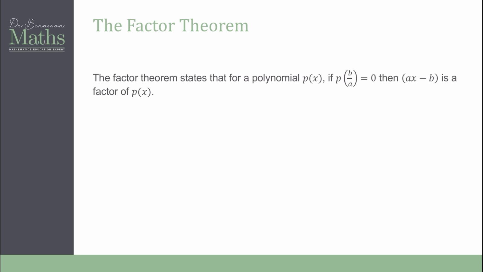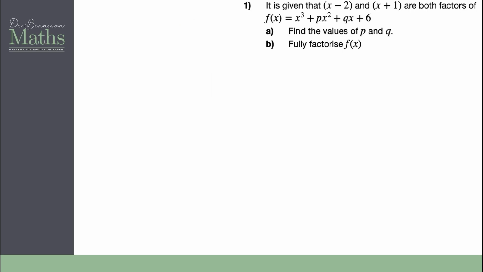Okay, so we're going to look at two examples. These are the ones at the top of the sheet, and then there are some questions to do as well, and the solutions will be available later on. Okay, so here we're given that x minus 2 and x plus 1 are both factors of f of x. So, using the factor theorem, f of 2 equaling 0 implies that x minus 2 is a factor.